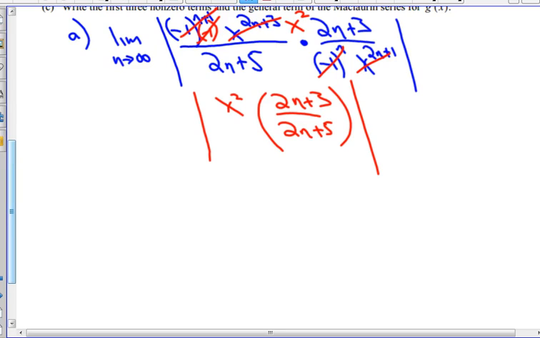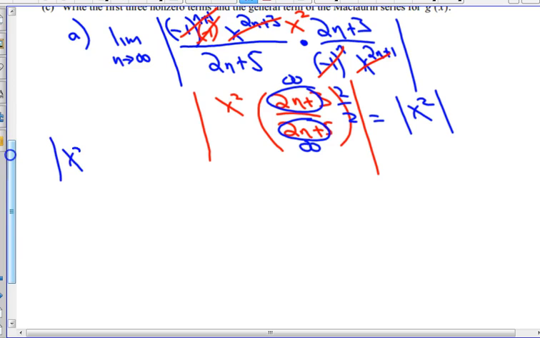We use L'Hopital's on this. From the top, that goes to infinity. The bottom, that goes to infinity. L'Hopital's, we take the derivative. We get 2 over 2, which is 1, which leaves us with just this right here, the absolute value of x squared. Okay, we're doing the ratio test. We know that should be less than 1. So let's continue over here.